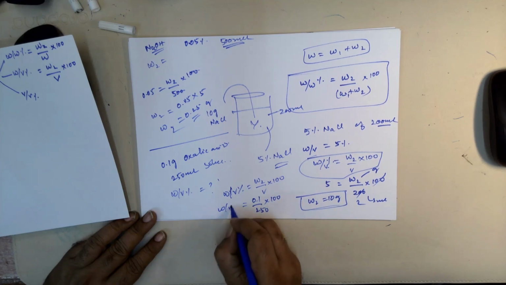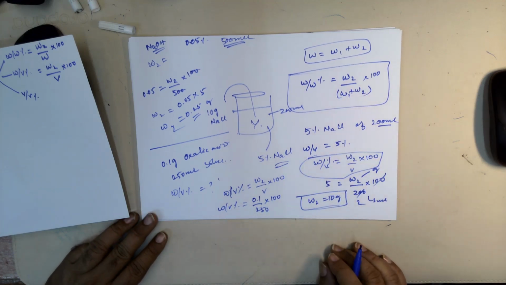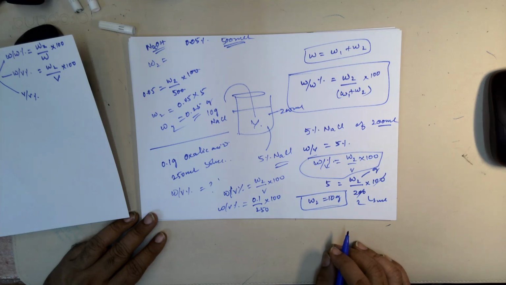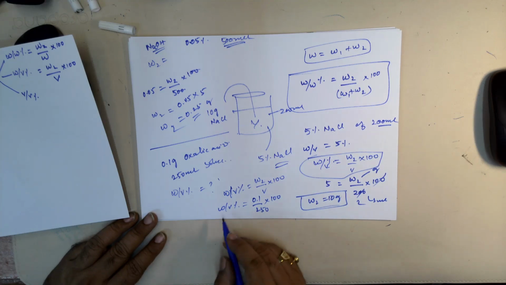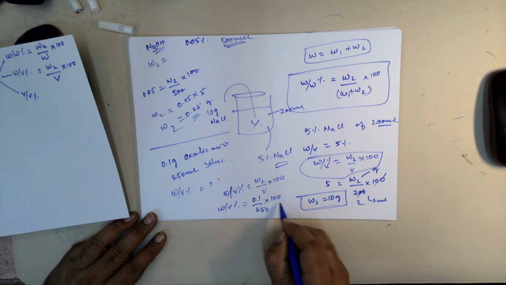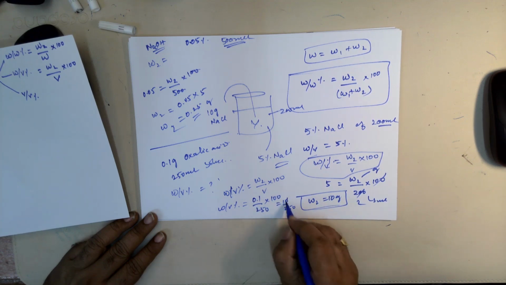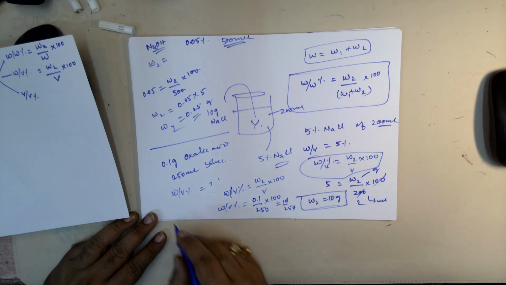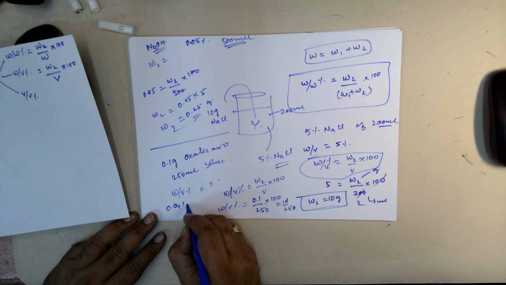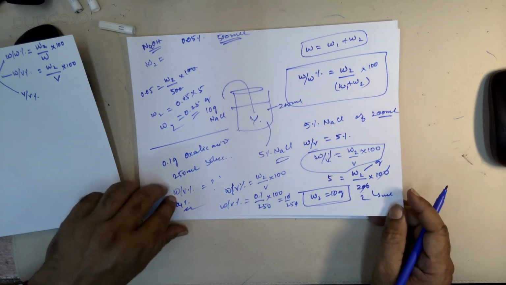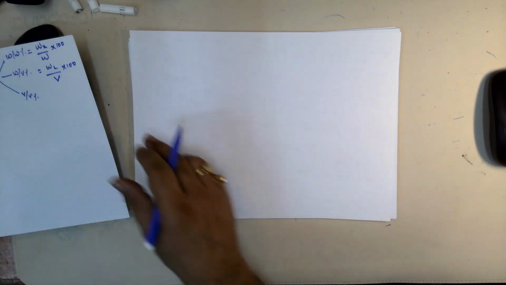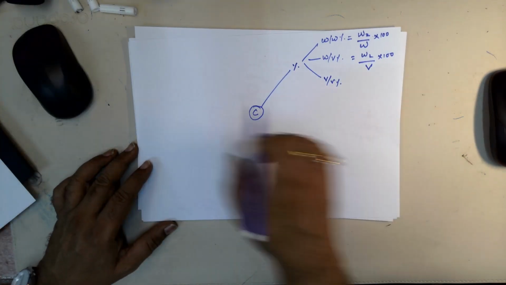Now, tell me the W by V percent. It will be 100 into 0.1, that is 10 divided by 250, right? And you can answer 0.04%. Do you understand this? So likewise, you can calculate immediately based on the formula that I have given to you.